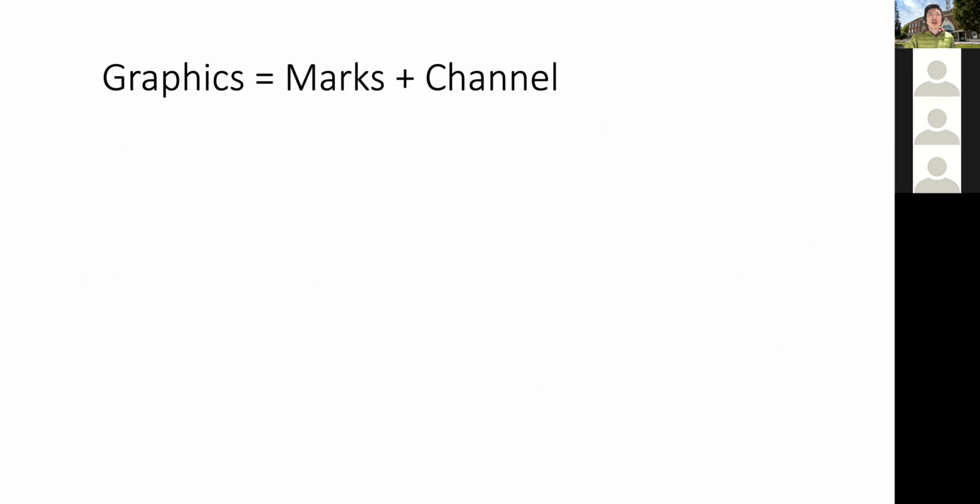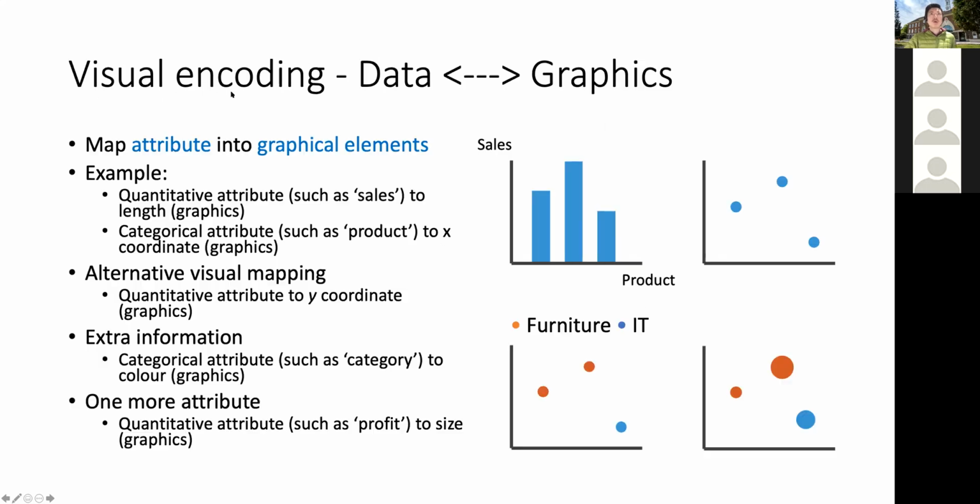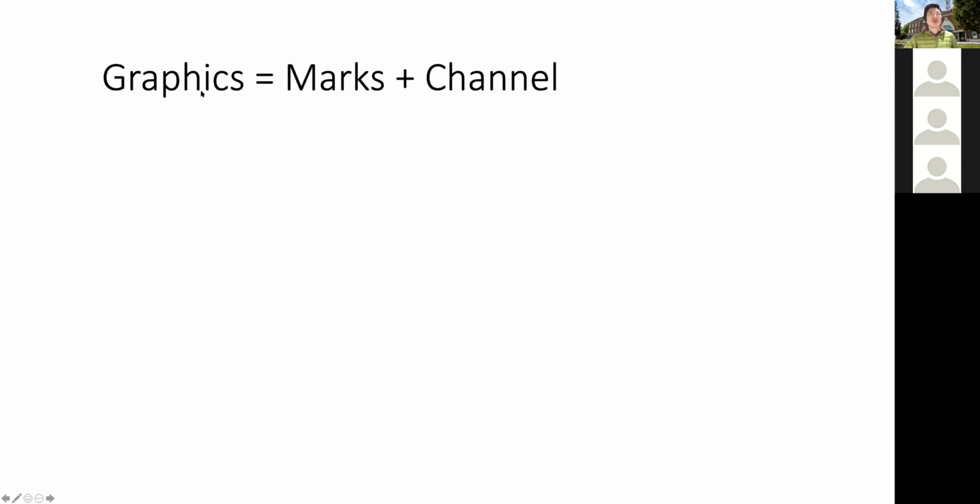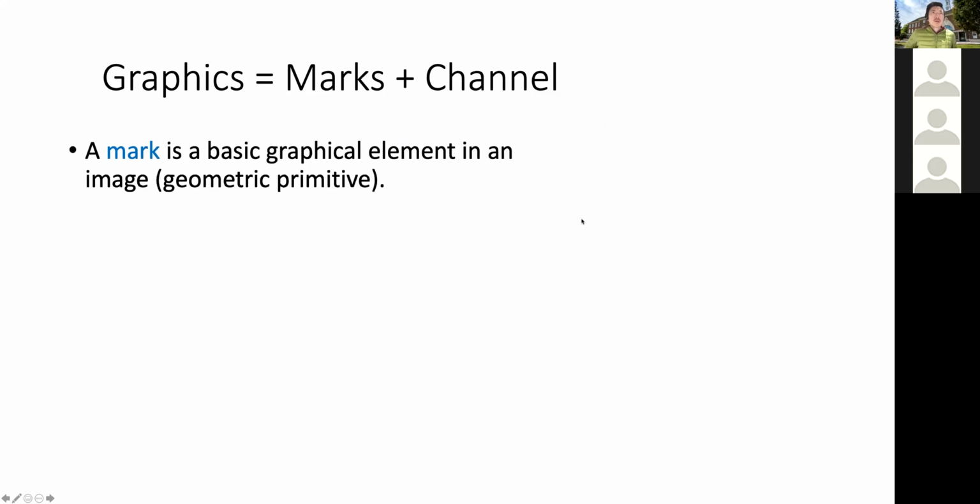Okay, and then we're going to come back to this concept of markers and channels. We talked about how graphics are essentially how you can represent data as visualization, but the visualization itself is just made up of markers and channels. A marker is a basic graphical element in an image, and it's a geometric primitive. You can also think of a marker as like an item in, say, a table dataset. If you remember, does anyone remember the table dataset, which has the items and attributes?